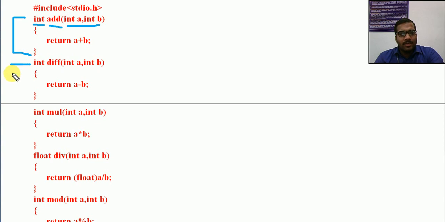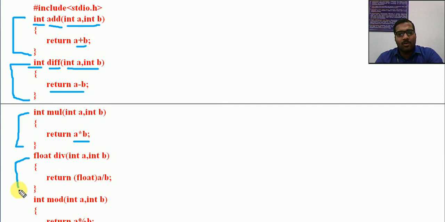The next one is int diff. It has a return type, and diff is the name of the function. It receives two parameters, return a - b. It can be separately calculated and that value can also be returned, or it can be done together also. Just remember that also. Then int mul(int a, int b), return a * b, the same format only.